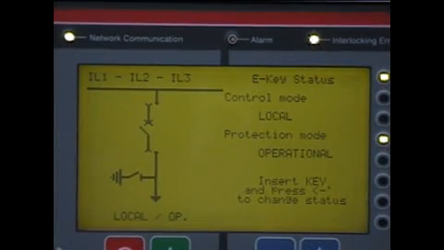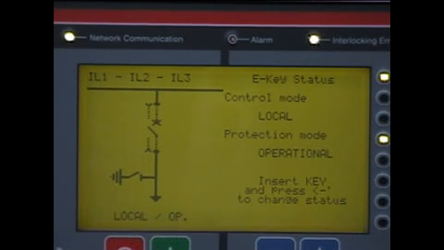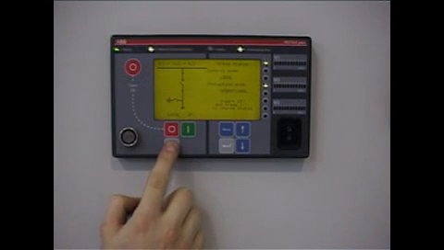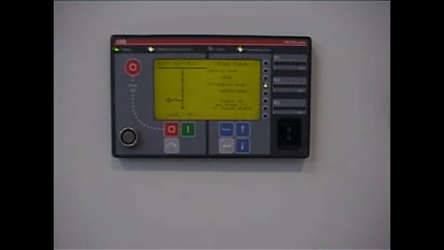This operation can also be monitored on the screen of the REF542 relay, where we see the circuit breaker in test position, in intermediate position, and finally inserted position. At this stage, the circuit breaker could be closed and the load re-energized.